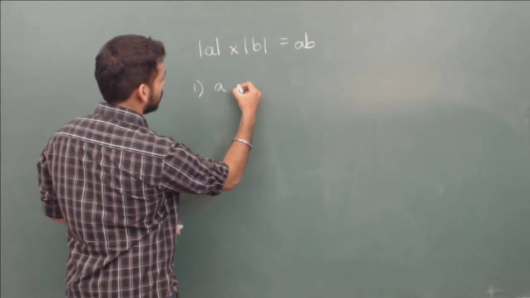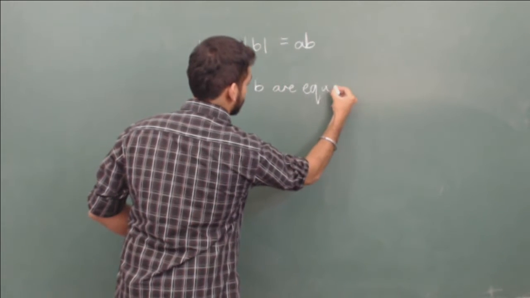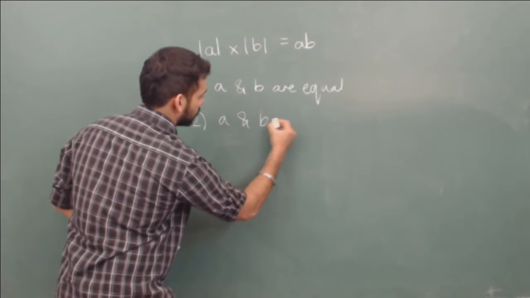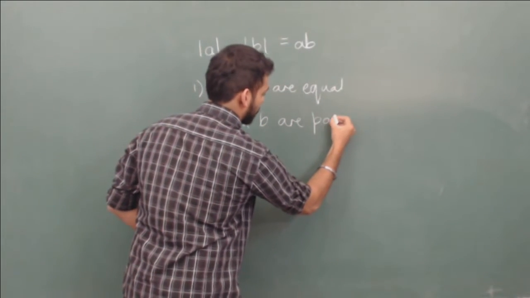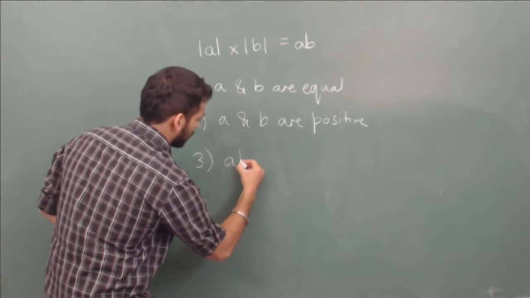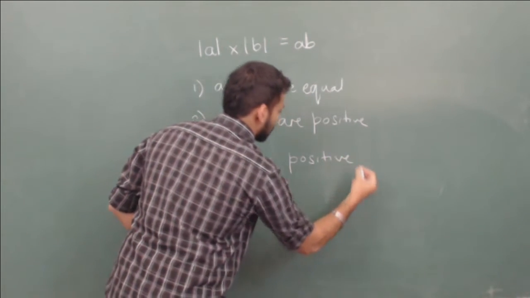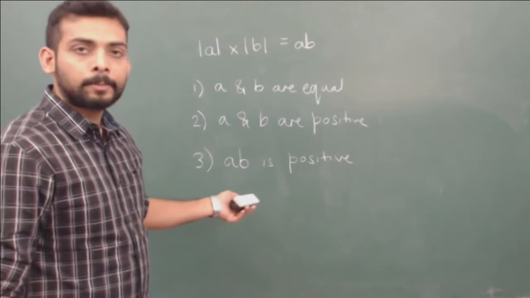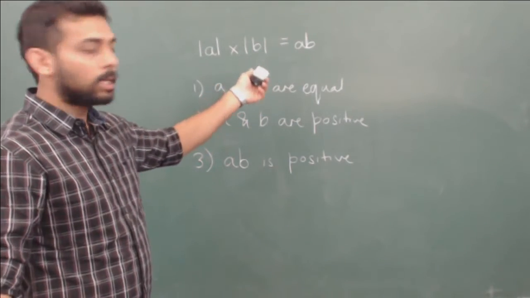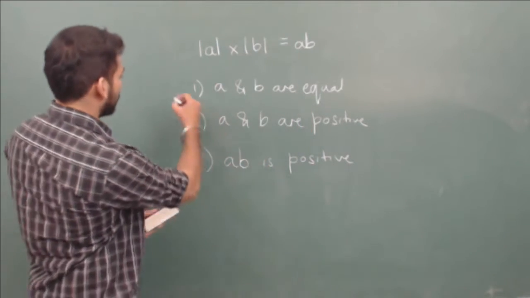Statement 1 is A and B are equal. Statement 2 is A and B are positive, and statement 3 is AB is positive. I ask you which of these statements is true. Again, A and B need not necessarily be equal. If I put A as 2 and B as 3, still I'll get AB as 6. So I can cross out this option.